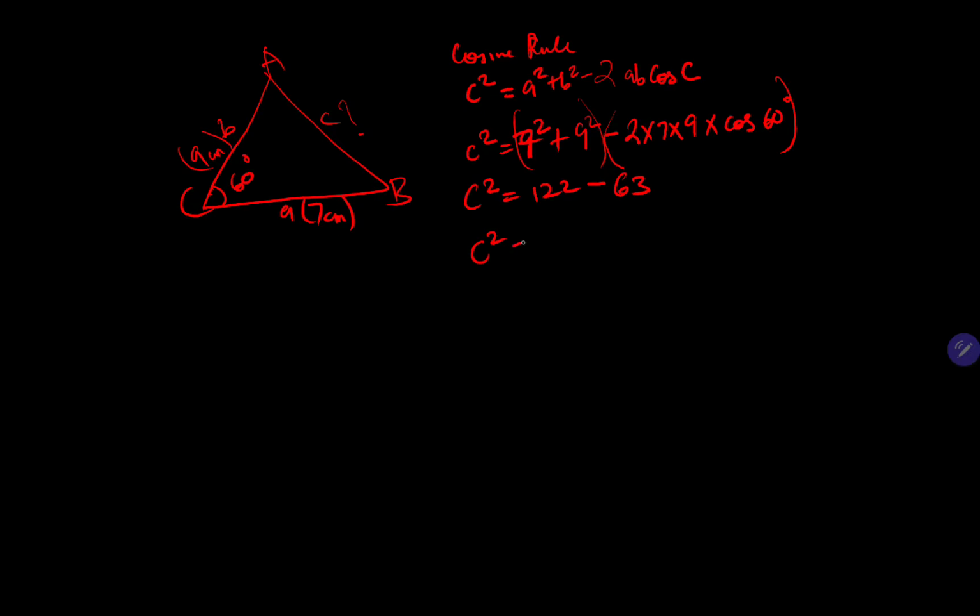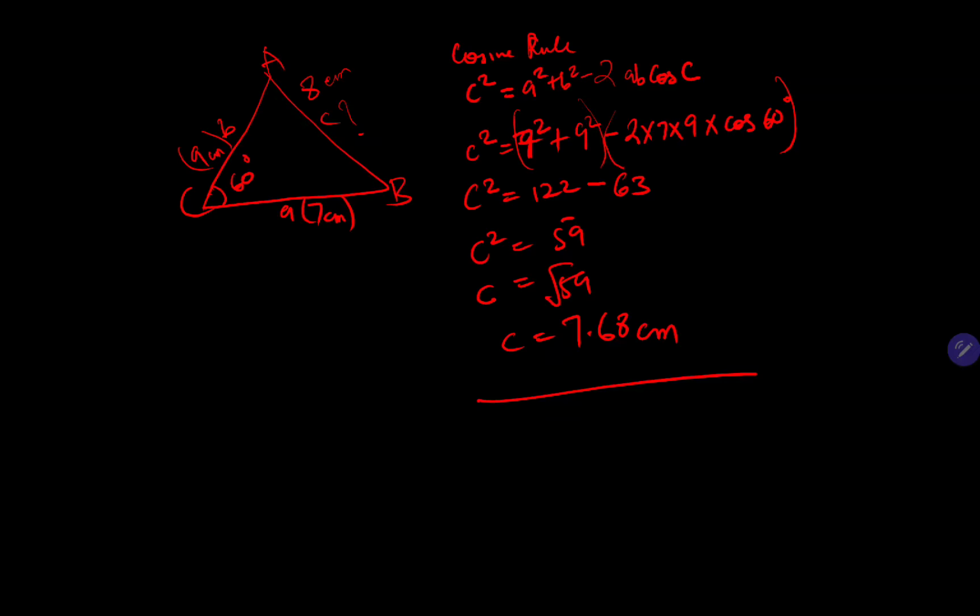So c squared now is equal to 130 minus 63, which is 67. Then the side c will be equal to the square root of 67. To eliminate the square, you have to find the square root of both sides. So c is equal to the square root of 67, which is approximately 8.19 centimeters, so we have c to be approximately 8 centimeters.